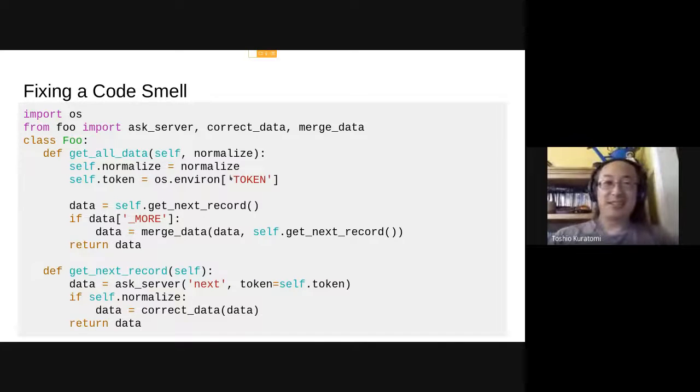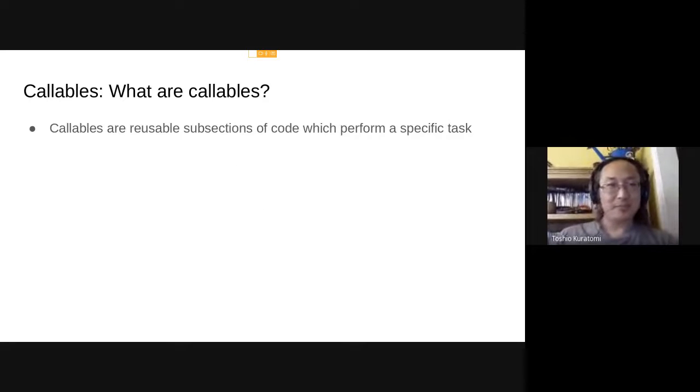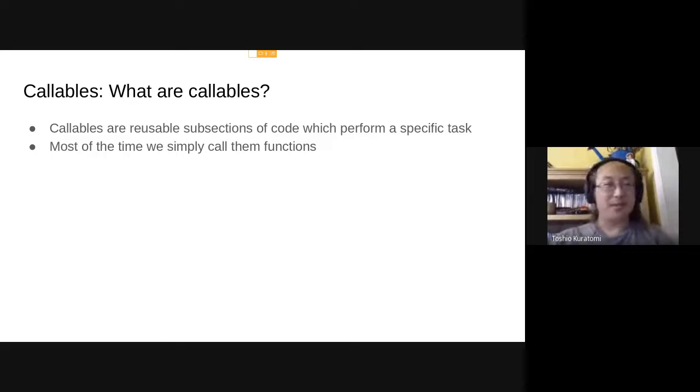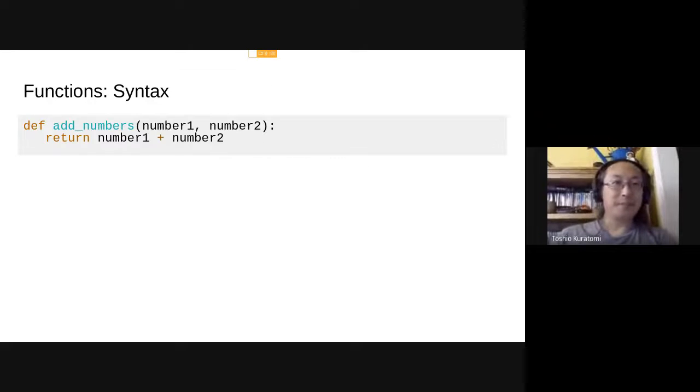Today's talk is about callables in Python. So, what are callables? Callables are reusable subsections of code which perform a specific task. That's also just a fancy way of saying function. But technically, in Python, functions are just one type of callable. There are actually several different types, and we'll go over several of them in this talk.